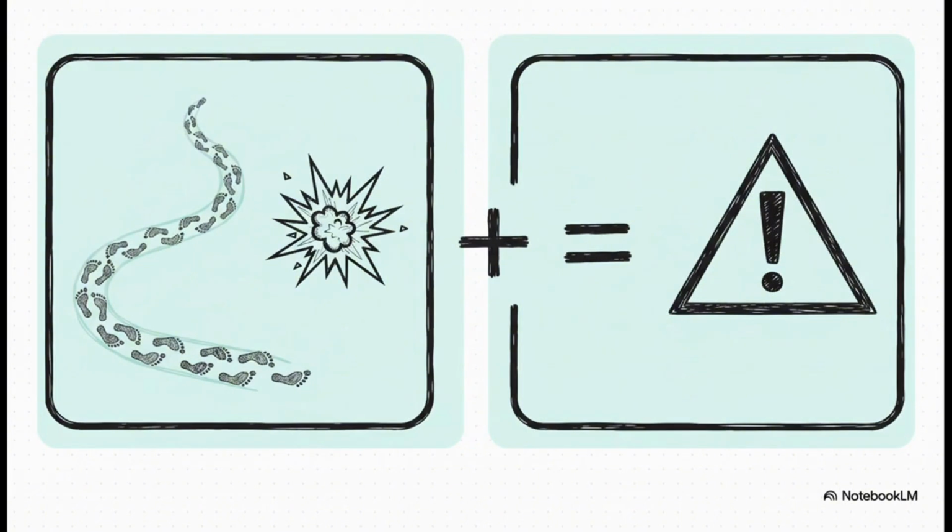So let's break down how we evaluate risk. It isn't just about how bad something could be. It's actually a combination of two things: likelihood, which is just the chance of it happening, and severity, which is how bad it would be if it did happen. You have to consider both to really understand how serious a risk is.